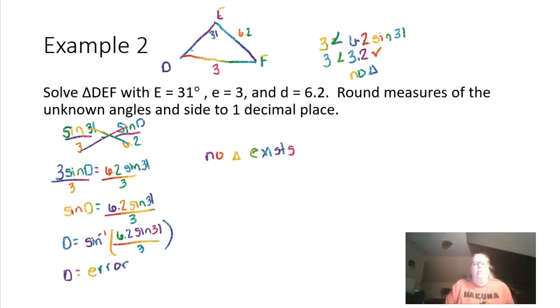So you can do either way. You can go ahead and try and solve a triangle like you normally would, assuming that there is one. But if you get an error, no triangle exists. Or you can go back and run the test, and you could determine without trying to solve the triangle that no triangle exists.